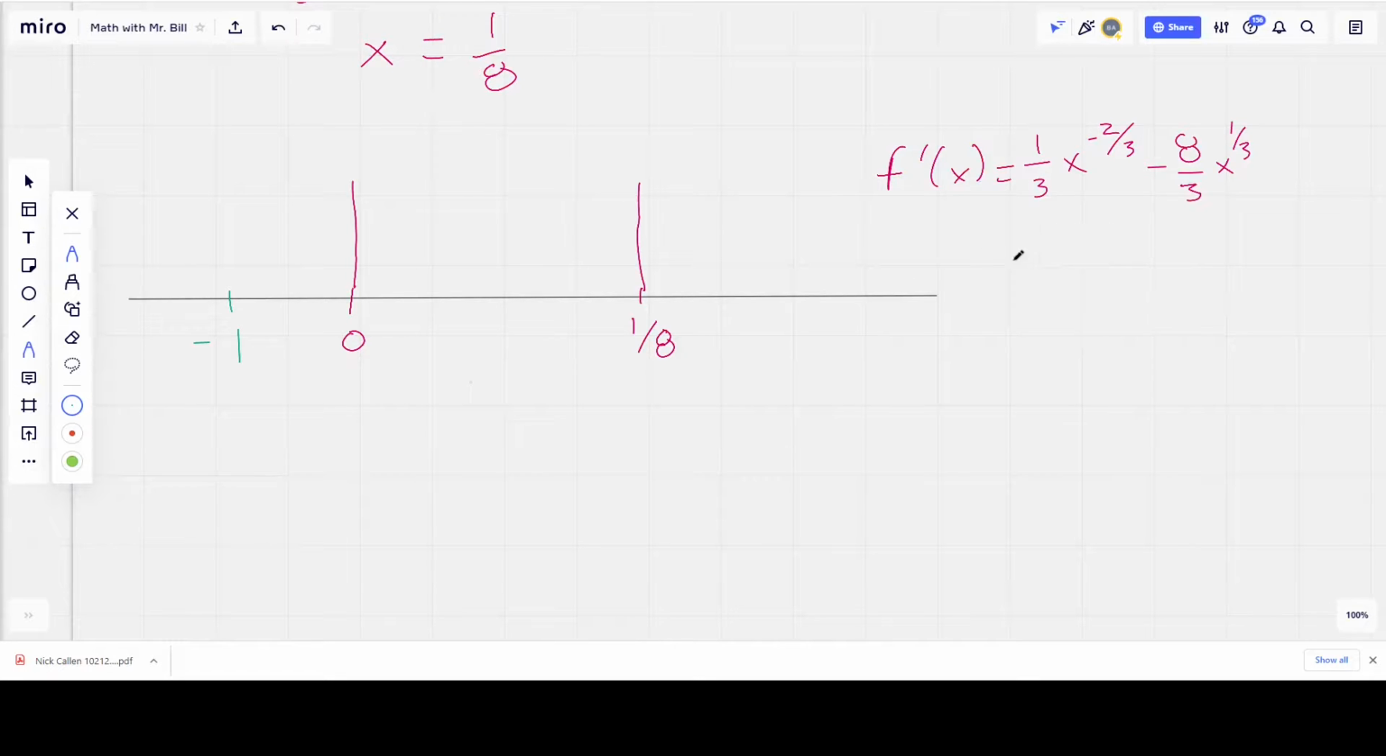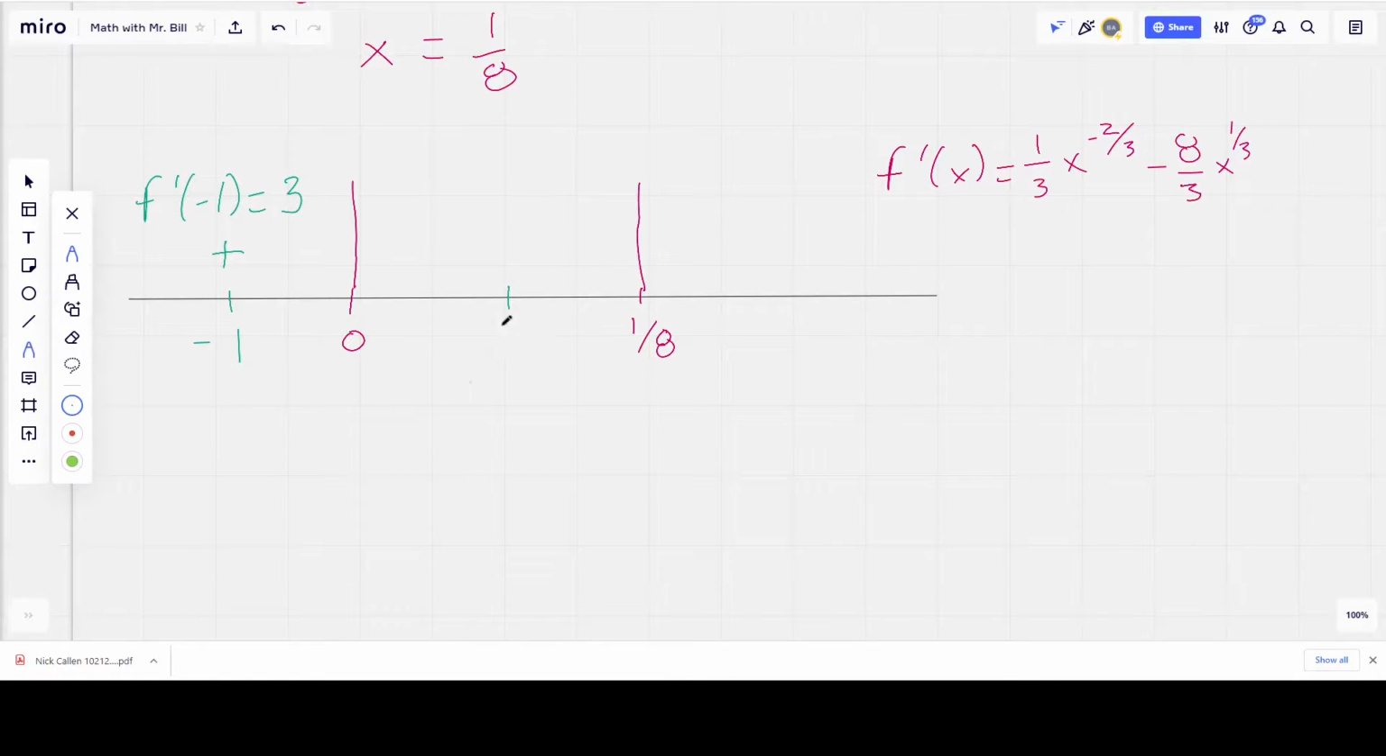And if I plug -1 in, f prime of -1 is equal to, well, -1 to the negative 2/3 is going to be +1. So it's 1/3 times 1 is 1/3. And then -1 to the 1/3 is also -1. Multiply that by -8/3, I get +8/3. So I get 1/3 plus 8/3, which is going to give me 9/3, which is 3, which means that this region is going to be positive.